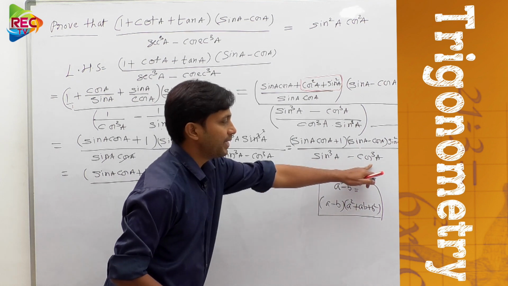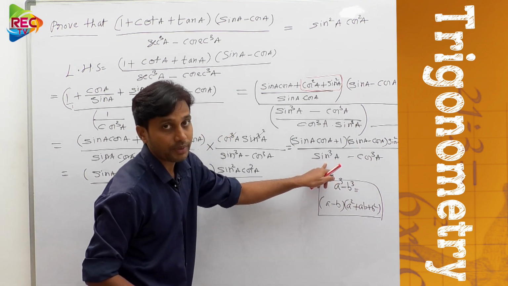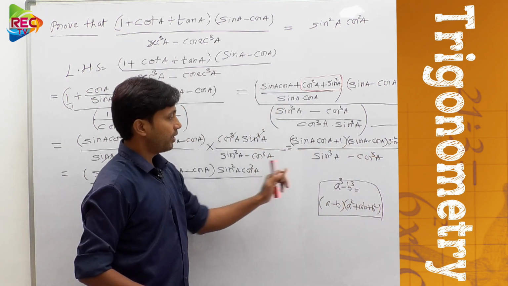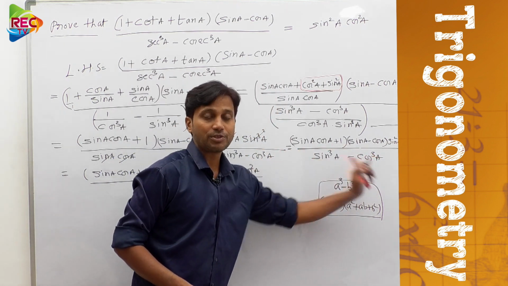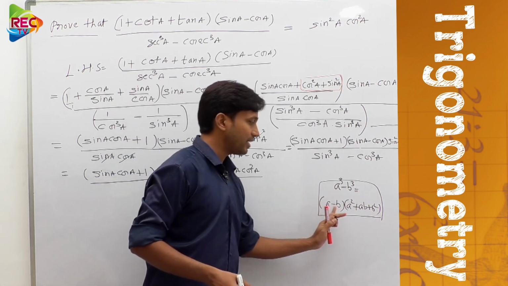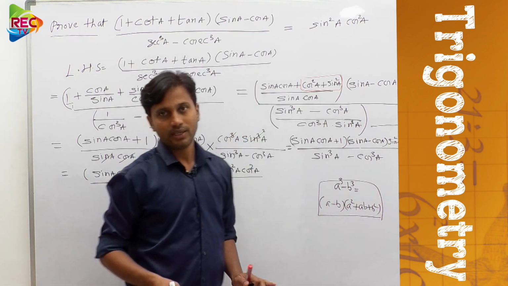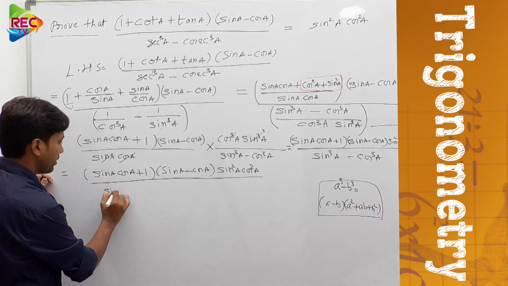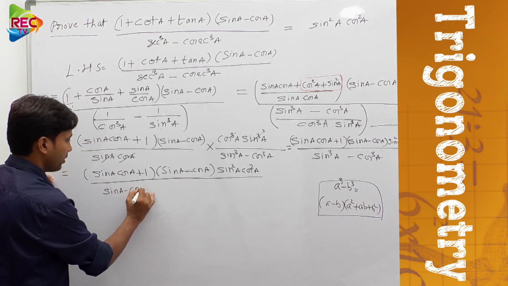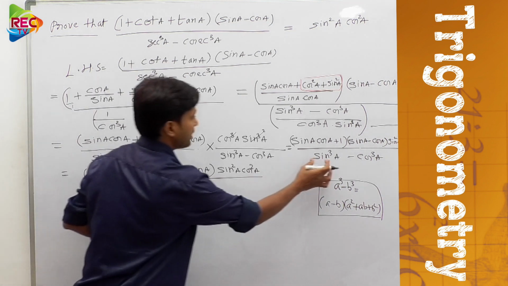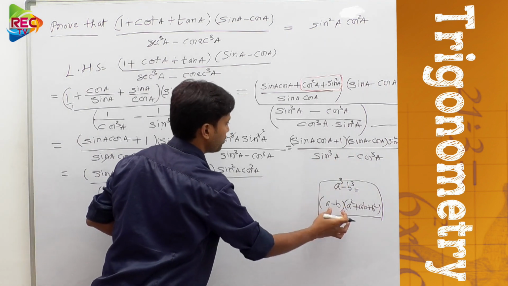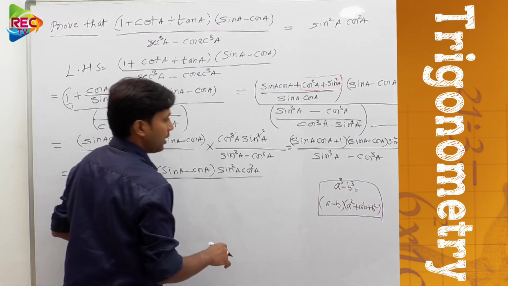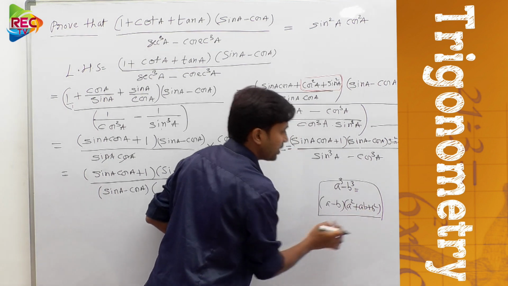Okay, sin cube a minus cos cube a. Here sin a is considered to be a and cos a can be considered as b. So therefore it is in the form of a cube minus b cube. So we can split that into a minus b into a square plus ab plus b square. We are splitting that into factors: sin a minus cos a as a minus b, into a square plus ab plus b square.